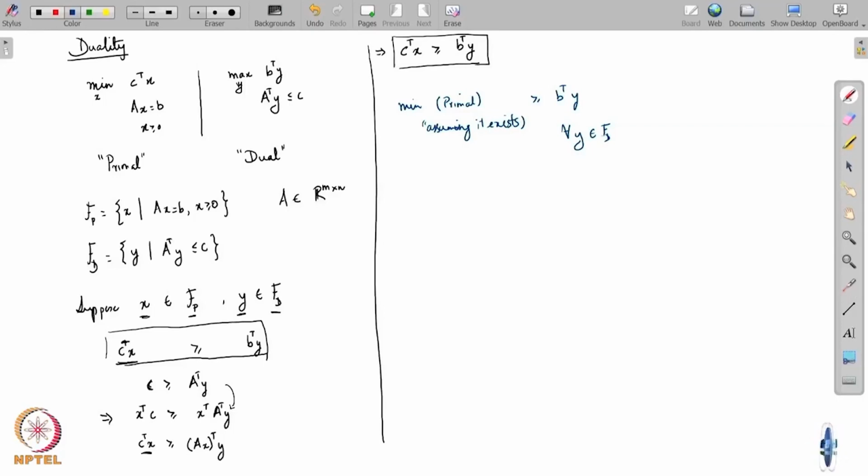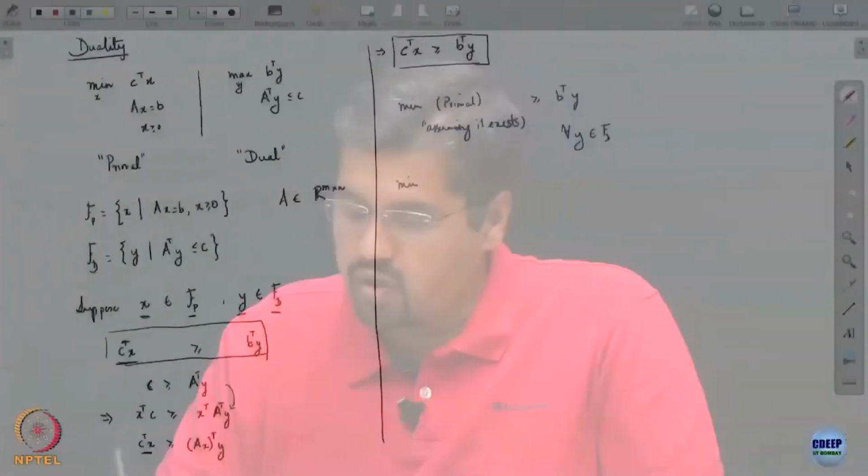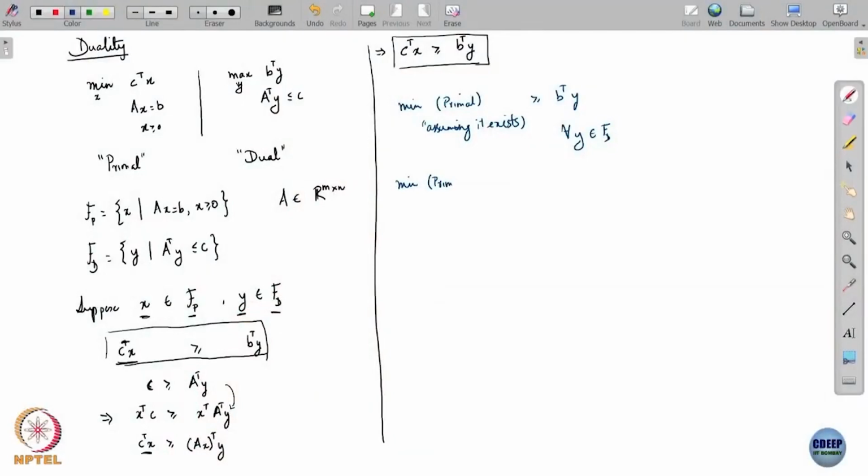But then let us compare that with the dual problem. The dual problem is looking to maximize B transpose y. Now, since this is true for every y in F D, it is also true for the y that gives you the maximum possible value of the dual. So, therefore, the minimum value in the primal is greater than or equal to the maximum value of the dual.